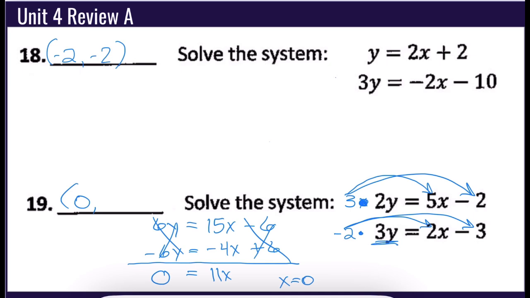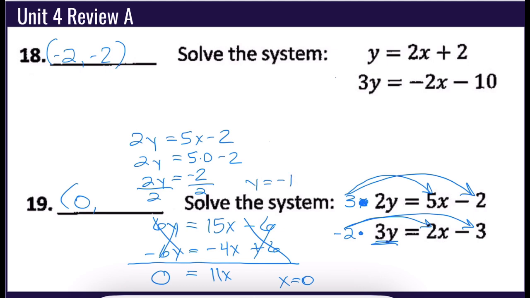Now, I am going to take one of my equations, 2y equals 5x minus 2, and I am going to put the 0 in instead of the x. So that's going to give me 2y equals negative 2. Now it's just a one-step equation. I'm going to divide by 2 on both sides, and I'm going to get y equals negative 1.